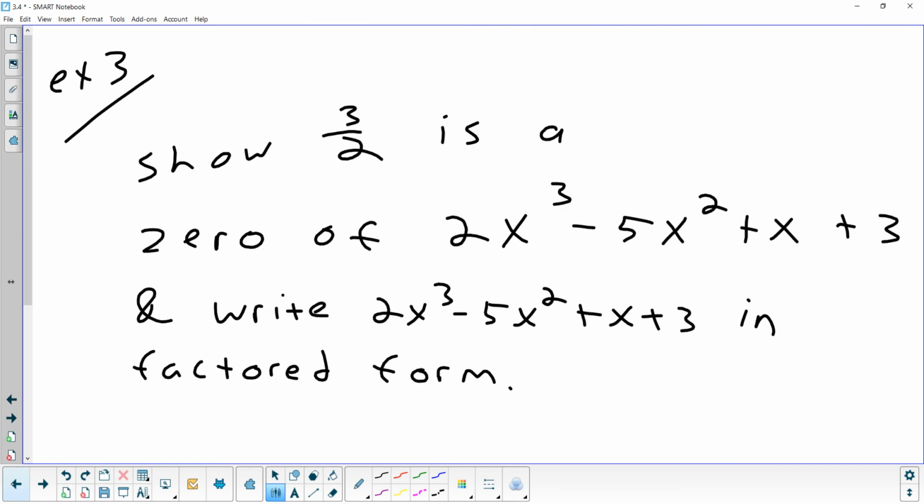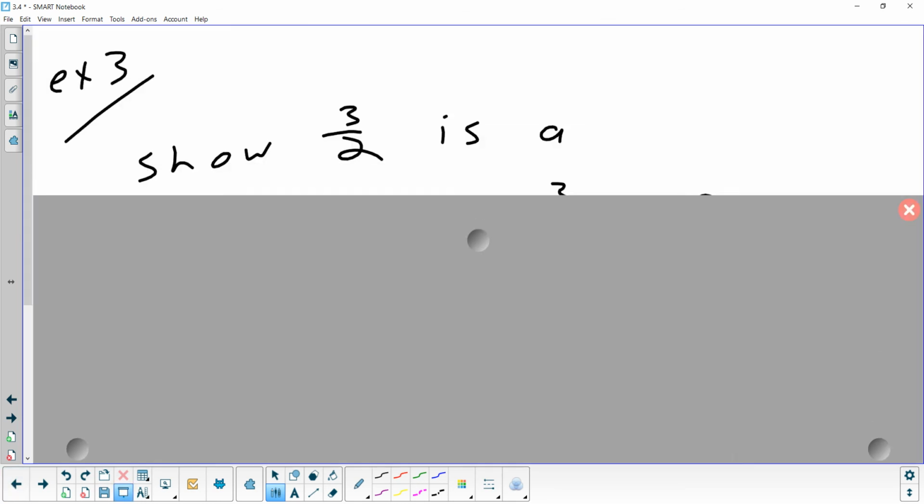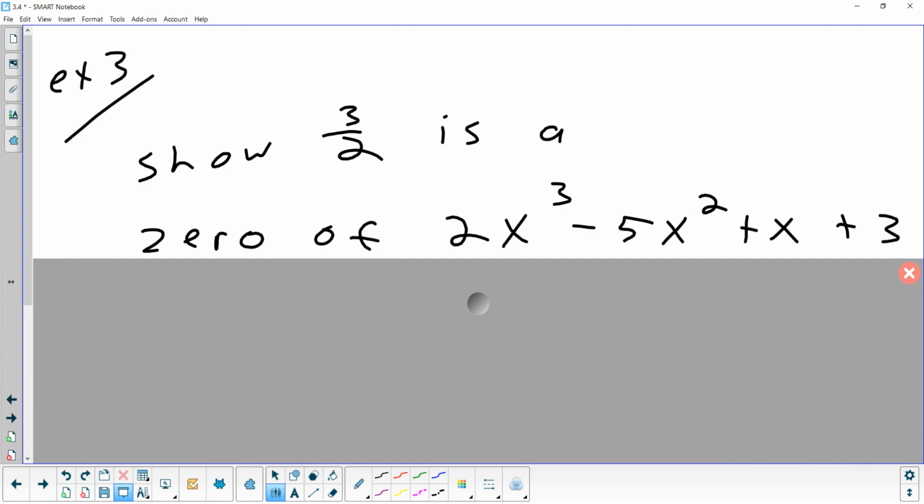Well, let's try this one. I want to show that this is a 0. Showing that, well, let me ask it another way. If that number is a 0, it also means that number is a root. It also means that number is an x-intercept. But I'm interested in something else. If 3/2 is a root, what's the other thing that we know about it that we've said before?